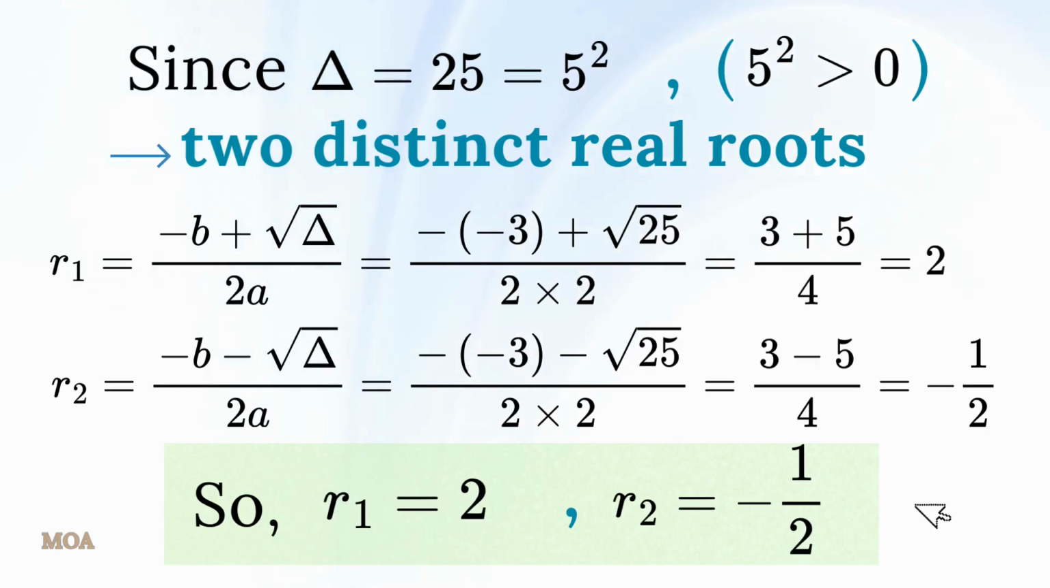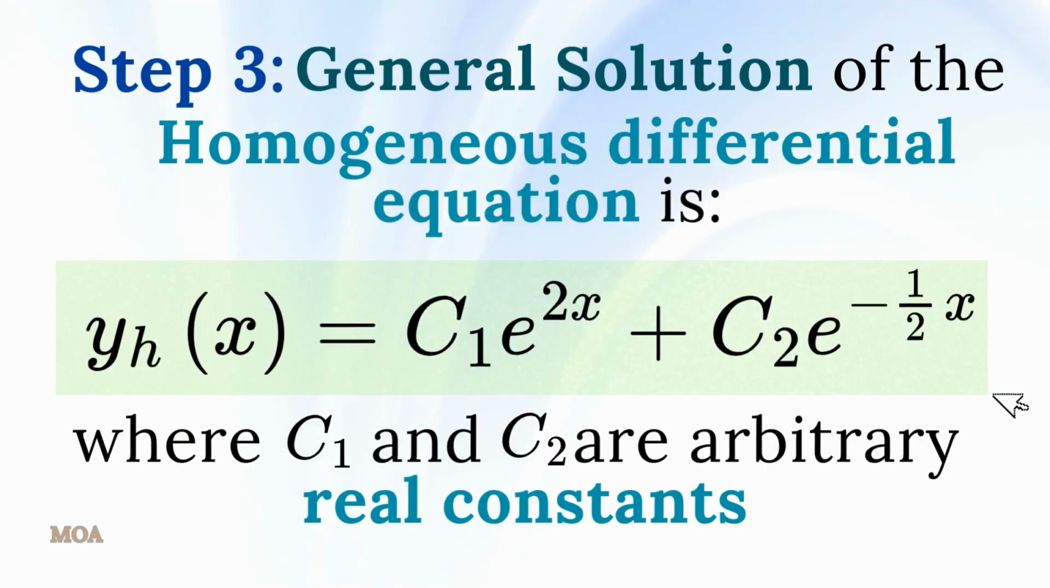Since the square root of 25 is 5, this becomes the quantity 3 plus 5 all over 4, which equals 8 over 4. So r sub 1 equals 2. Likewise, r sub 2 equals the quantity 3 minus 5 all over 4, which equals negative 2 over 4. So r sub 2 equals negative 1/2. Now, in step 3, we write the general solution of the homogeneous equation.